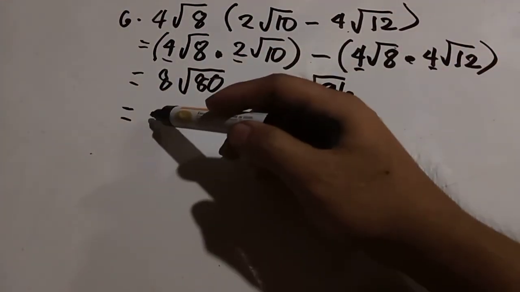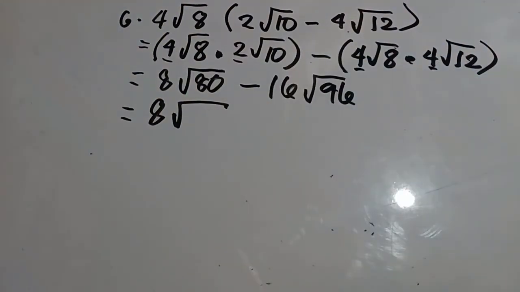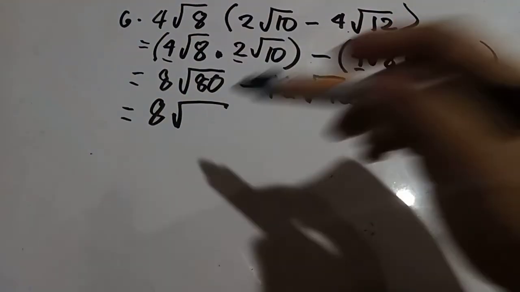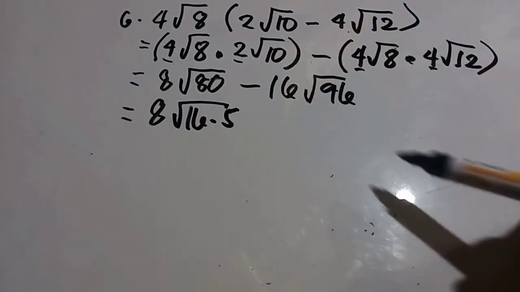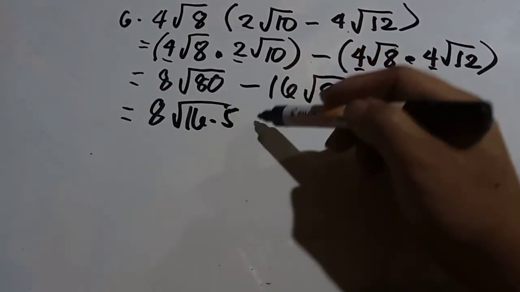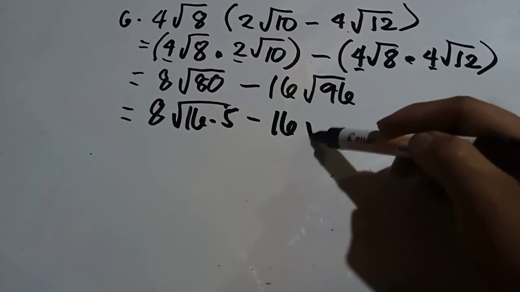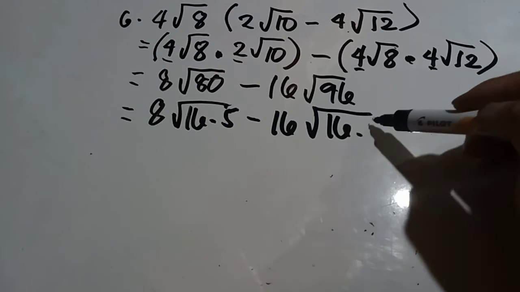Next, what will we do? Factor. So 8 square root of, anong factor natin sa 80 na may perfect square? So we have 16 and 5. 16 times 5, that is 80. Kasi ang 16, that is a perfect square, kasi 4 times 4, that is 16. Alright, minus 16 square root of factor of 96 na mayroong perfect square. So, meron siyang 16 times 6, that is 96.